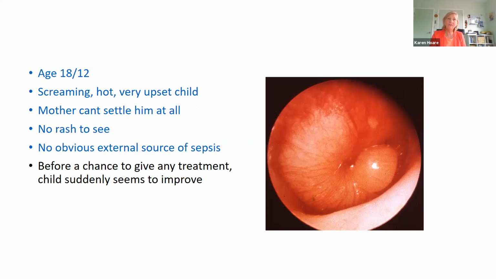An 18-month-old, screaming hot, very upset, mother can't settle him at all, no rash to see, all of those other points from the history. Before a chance to give any treatment, the child suddenly improves. Why? Because the eardrum has burst.